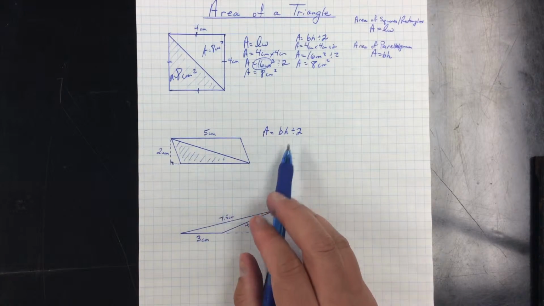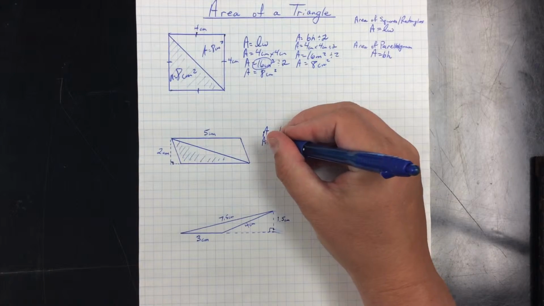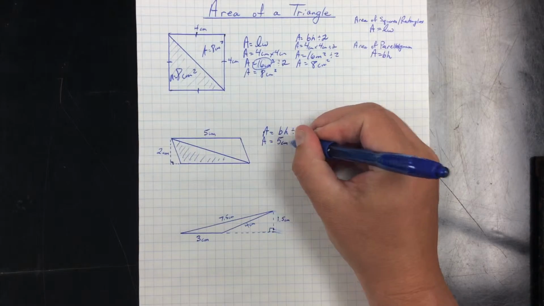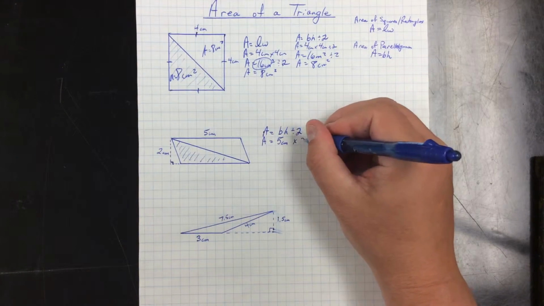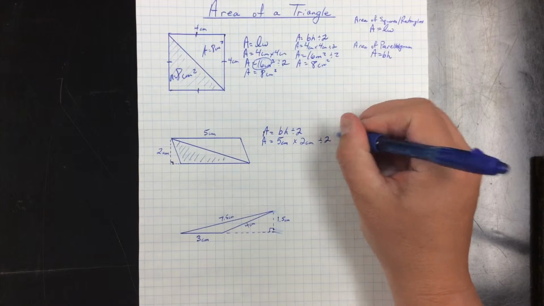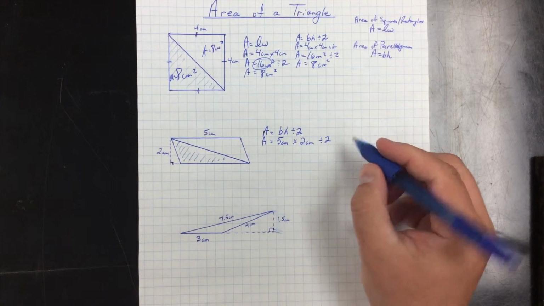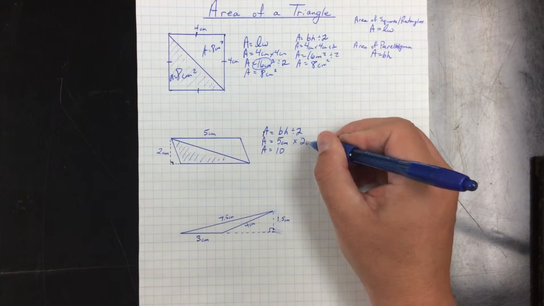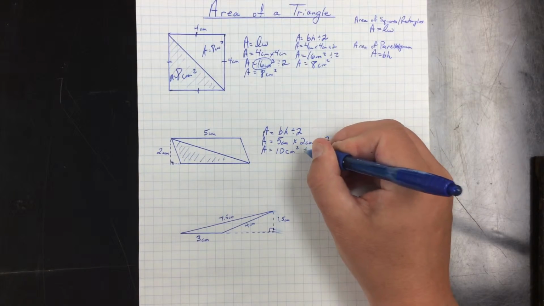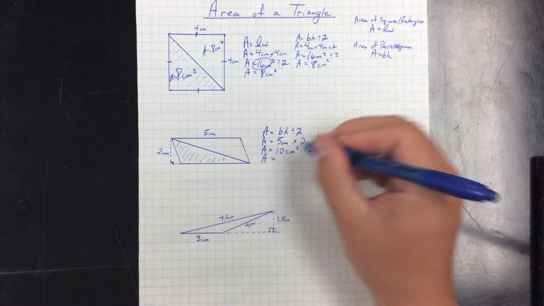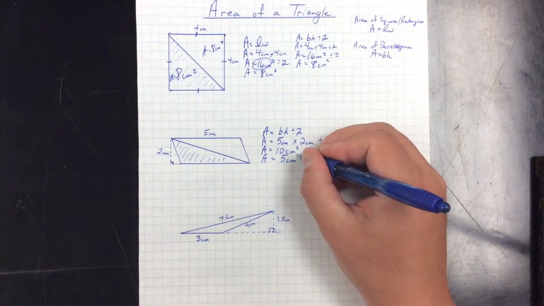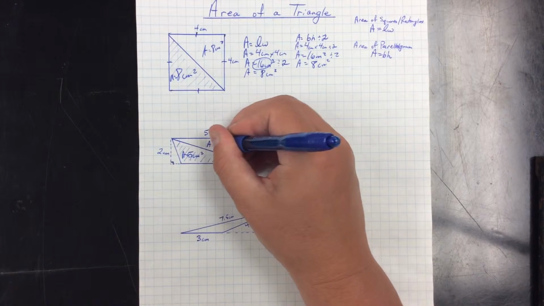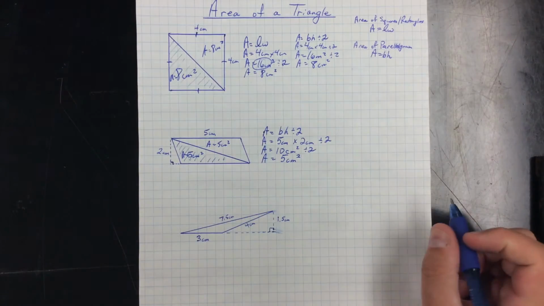So let's try it again. Base times height divided by 2. So area is equal to base, which looks like my 5 centimeters, multiplied by my height, 2 centimeters, and I'm going to divide it by 2. Multiplying by 2 and dividing by 2, those are going to cancel out, but I'm going to work it through anyway, just so you can see it. 5 times 2 is 10. Centimeters times centimeters is centimeters squared. I'm going to divide that in 2. So area is equal to 5 centimeters squared. This is 5 centimeters squared, and this is 5 centimeters squared.